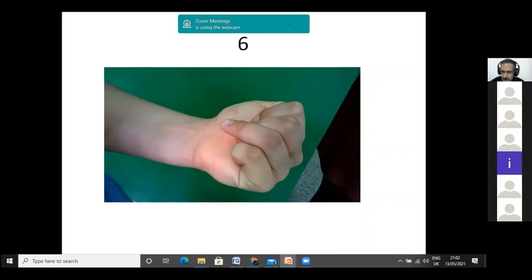Sir, we stabilize the proximal interphalangeal joint and ask the patient to try flexing it. Very good. By stabilizing the PIP, you are nullifying the action of which tendon? Very good. FDS and FDP both can flex the fingers. So when you want to check the FDP alone, you have to nullify the effect of FDS, mainly by keeping the PIP joint in extension.